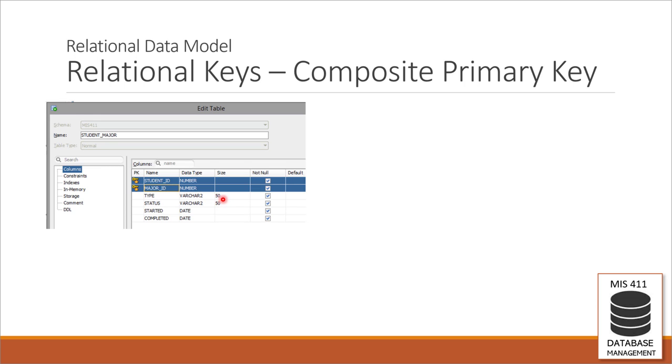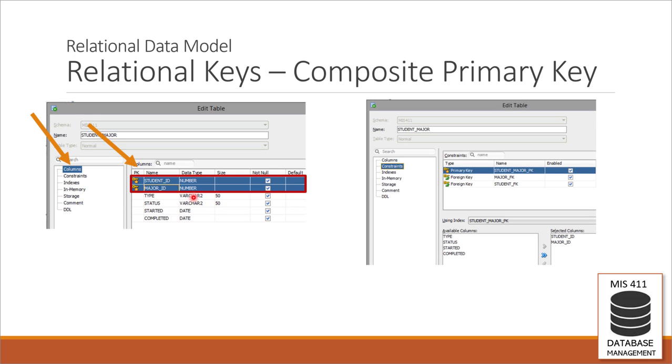For instance, if you had the student ID of 1 and the major ID of 1, you could not have another 1, 1, but you could have a 1, 2, or a 1, 3, or a 3, 1, right? We'll see this in practice as time goes on.